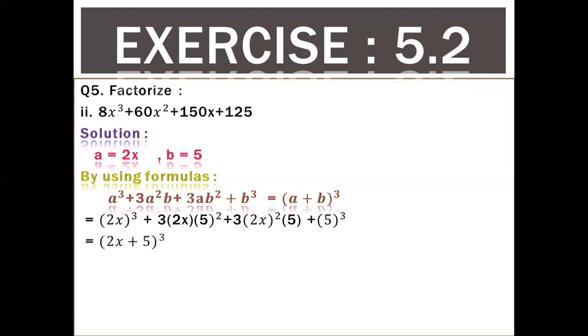A plus b whole cube. A is 2x and b is 5. 2x plus 5 whole cube. But according to the definition of the factorization, we write 2x plus 5 three times because we write the expression in the product of linear factors or in the product of two or more factors. So that's why we split 2x plus 5 whole cube as 2x plus 5, 2x plus 5 and 2x plus 5.